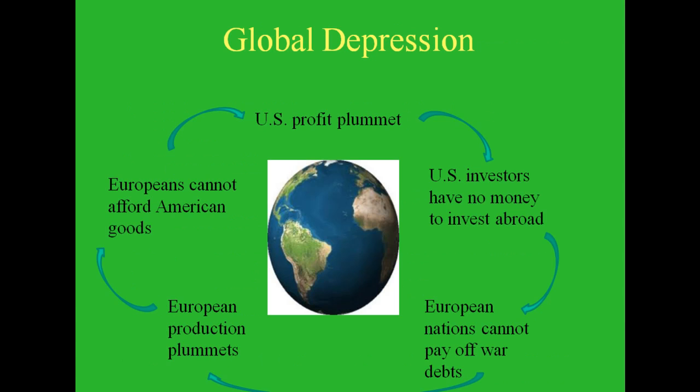When the U.S. goes into a depression, this ends up affecting the rest of the entire world. And in this little graph you can see how. So the U.S.'s profits plummet. Okay, that's at the top. Because profits plummet, U.S. investors have no money to invest abroad in Europe and whatnot. Therefore, Europeans cannot pay off their war debts.